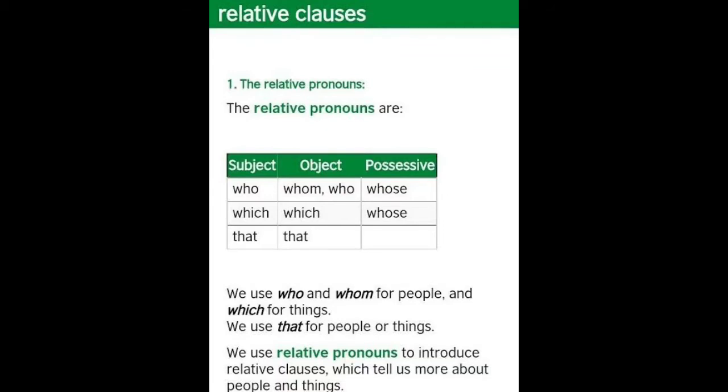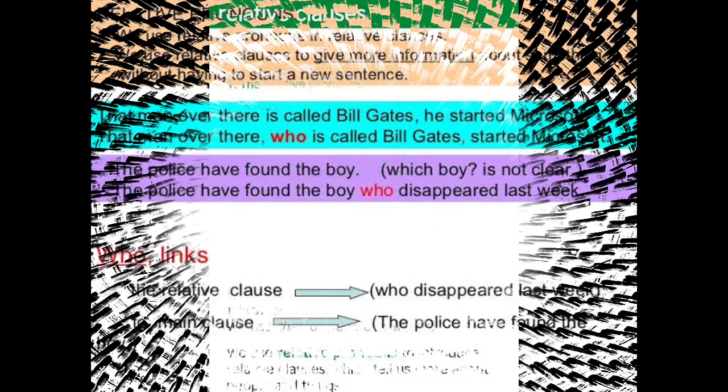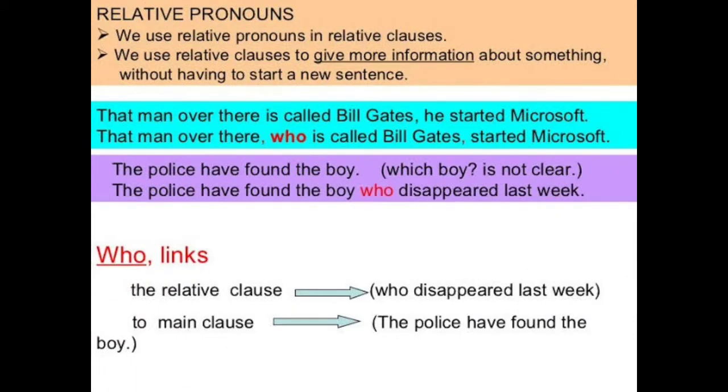And let's see in detail about the relative clause. What is meant by relative clause and how we have to use the pronoun along with that. Let's see here. Look at the first example, children. That man over there is called Bill Gates. He started Microsoft. It's a normal sentence. Yes. Next, coming to the relative pronoun. Used with the relative pronoun, see here the sentence. That man over there who is called Bill Gates started Microsoft.